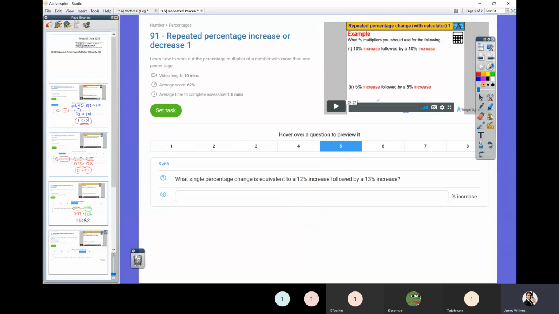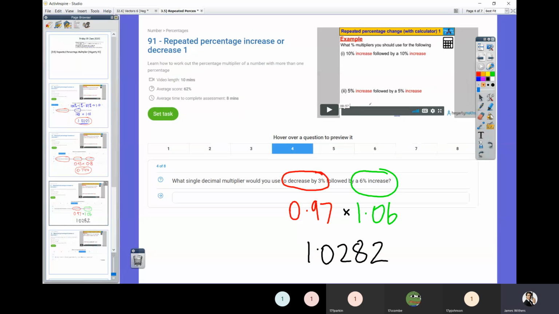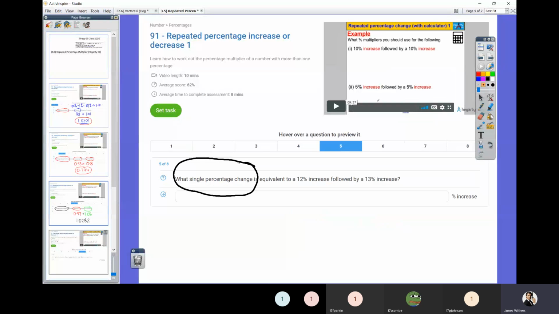Notice how we've gone from a single decimal multiplier in question 4. Question 5, they're now asking for the single percentage change. So they're asking for something different. The process starts off the same way. A 12% increase will be 1.12. A 13% increase will be 1.13, and you get your calculator out and multiply those two together.